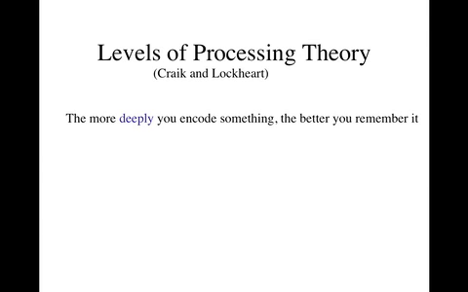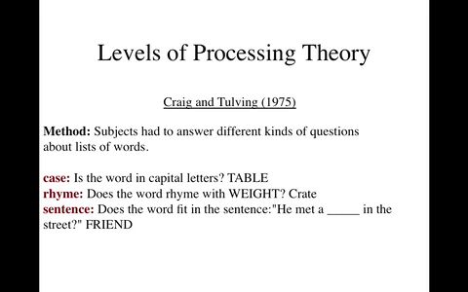So what else might account for what makes it into long-term memory? An important theory is Craik and Lockhart's levels of processing theory, that the more deeply you encode something, the better you remember it. And so Craik and Tulving did some seminal studies that showed that there are differences in how well you remember information based on how you encode it initially. So subjects had to answer different kinds of questions about lists of words, and we did this as an in-class experiment. They had to respond to whether the letters were uppercase or lowercase, whether the word rhymes with a different word, or whether the word fits in a sentence.